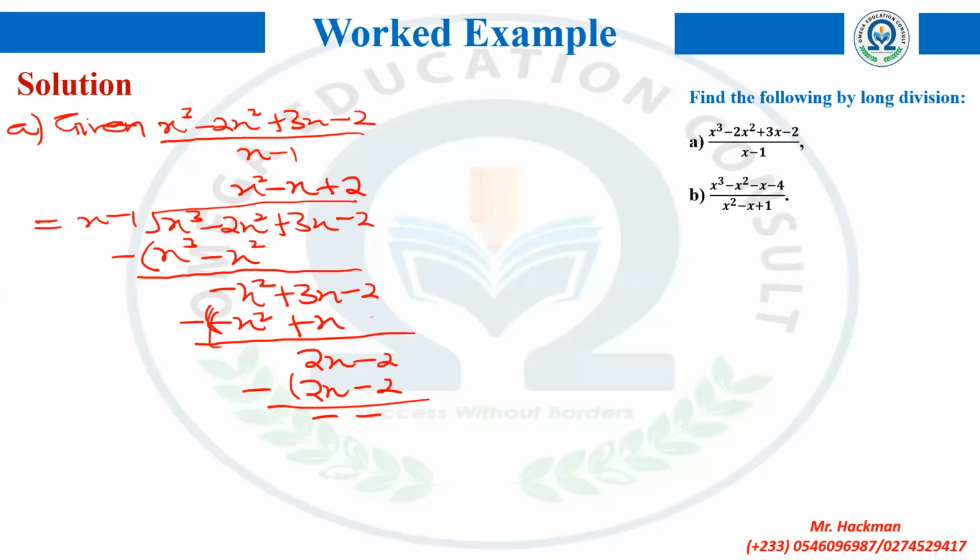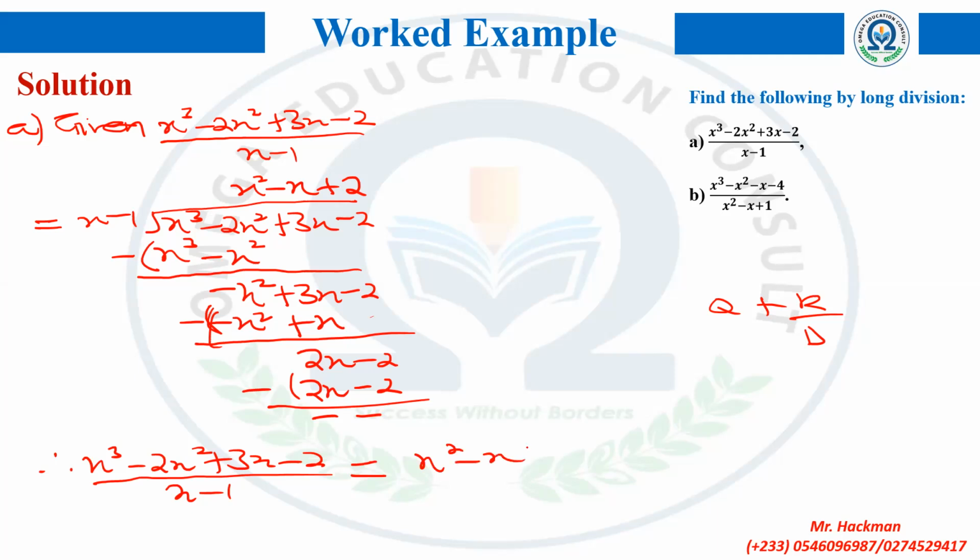So your conclusion will be, therefore, whatever you were given, x cubed minus 2x squared plus 3x minus 2, all over x minus 1, will be equal to, and here remember we said it will always be the quotient plus the remainder all over the divisor. So our quotient is what we have up here. That gives us x squared minus x, then plus 2. Then plus your remainder over the divisor.